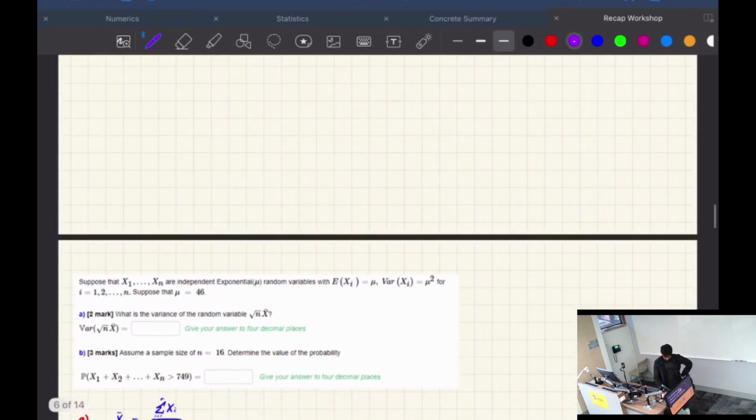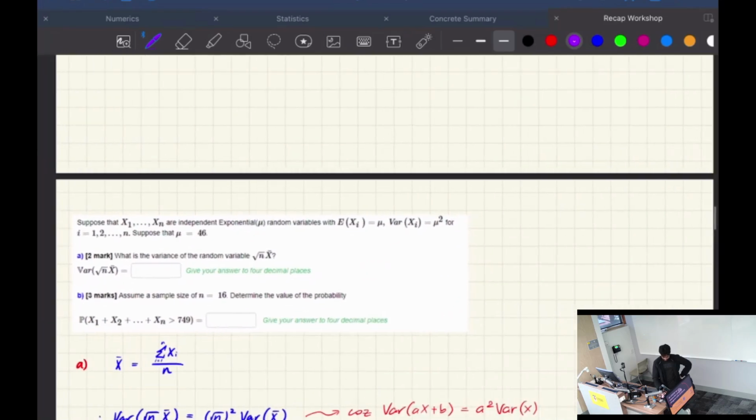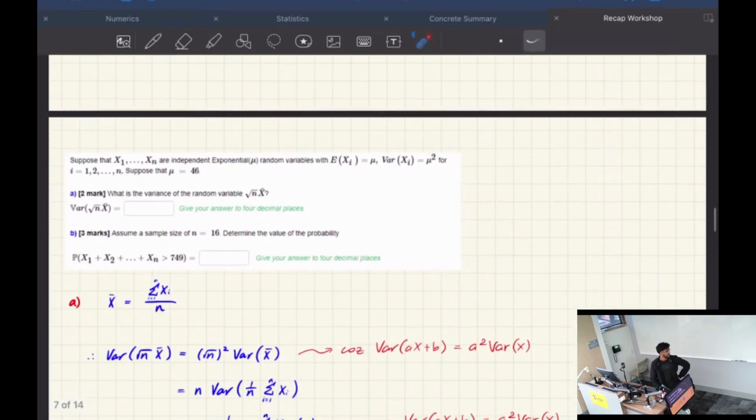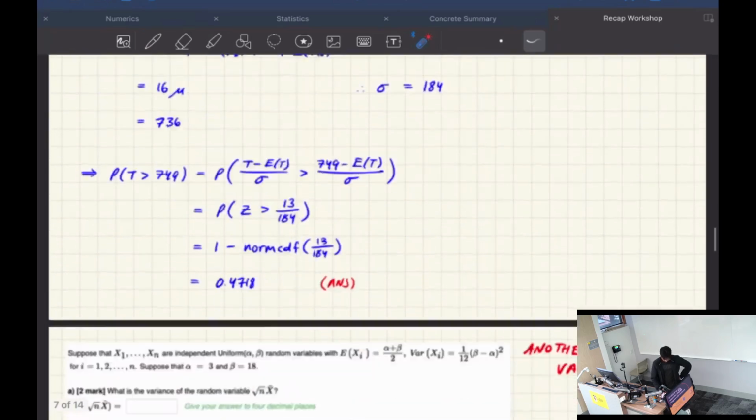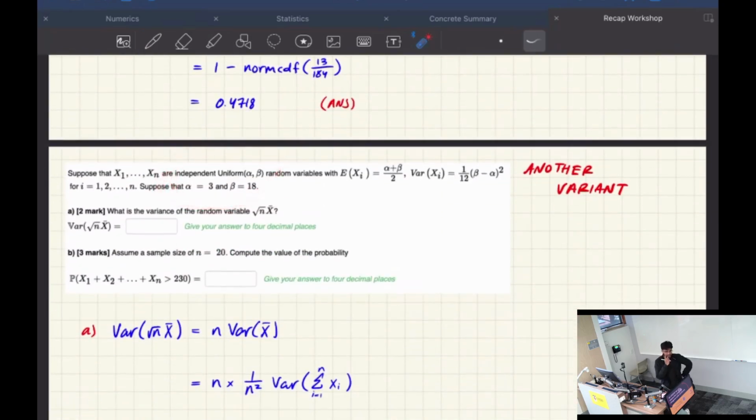Okay, so for this one, I actually found 2 variants online. There's this one, and for exponential distribution. And there's also uniform distribution.